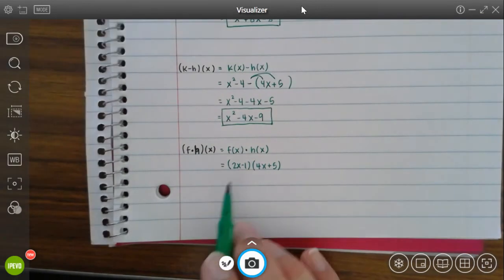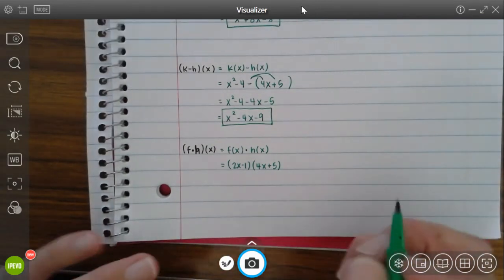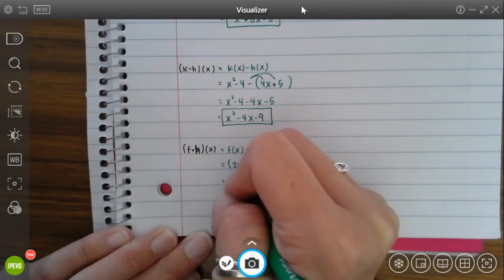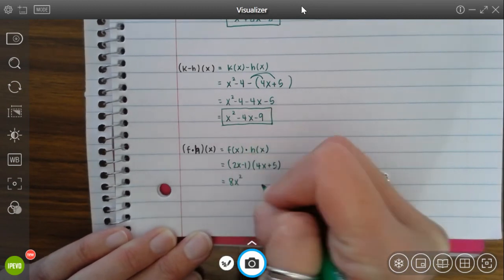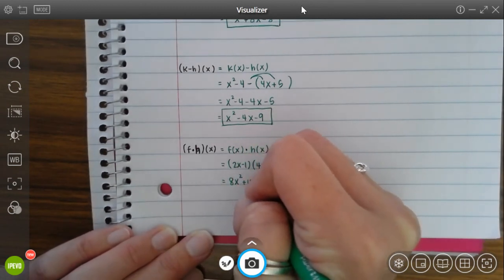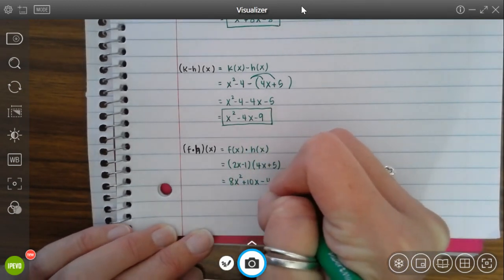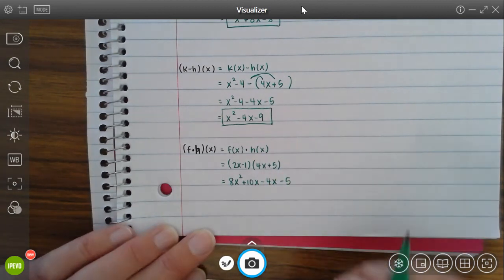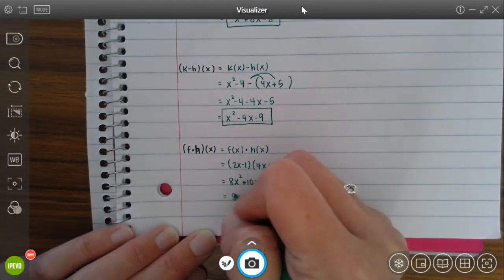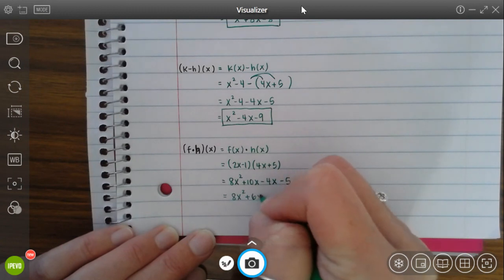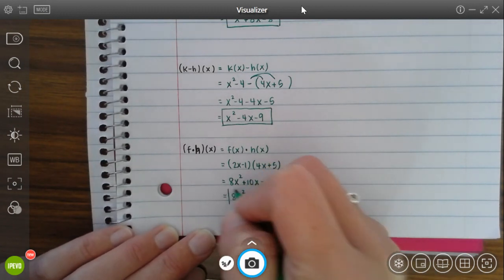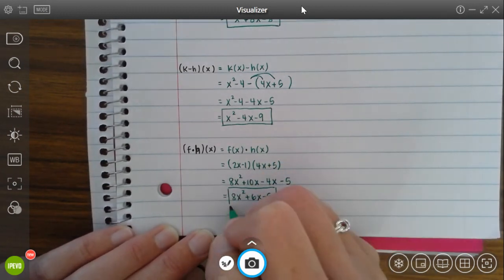Since I'm multiplying a binomial times a binomial, this is asking me to FOIL. My first would be 8x squared. My outers would be plus 10x. My inners are minus 4x. And then my last is minus 5. So combining like terms, that gives me 8x squared plus 6x minus 5. And that is what f times h of x is equal to.